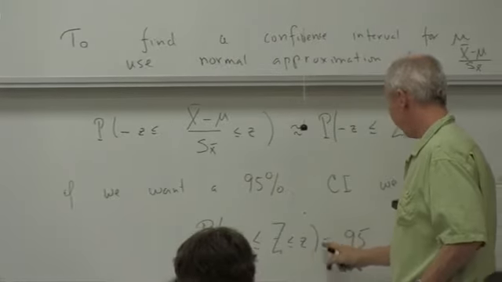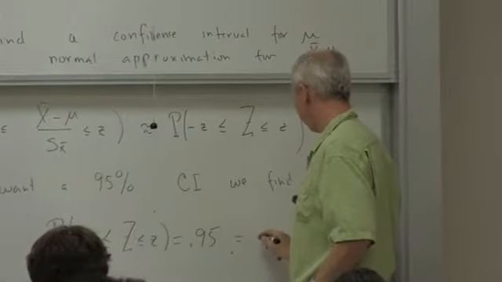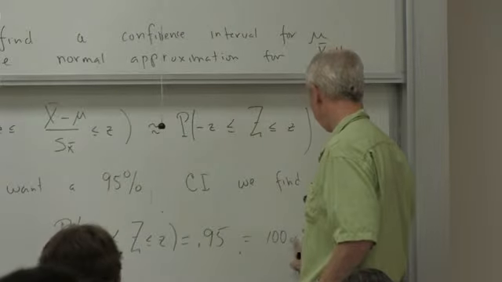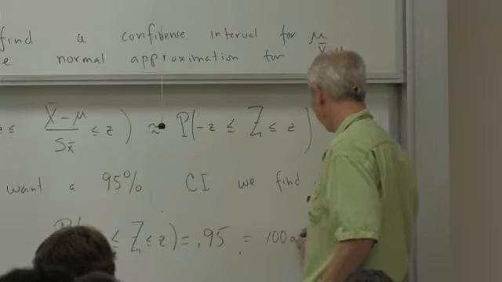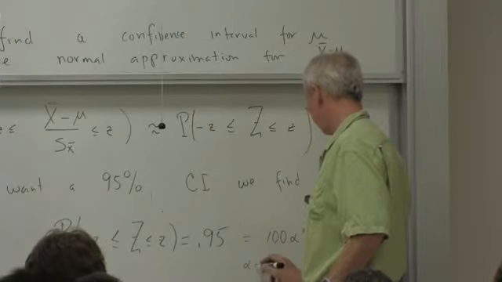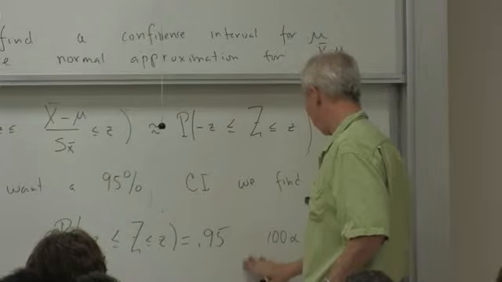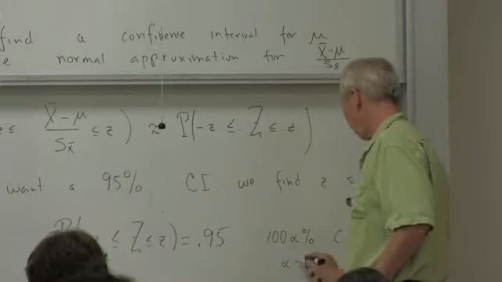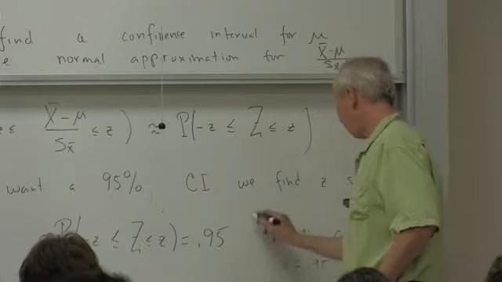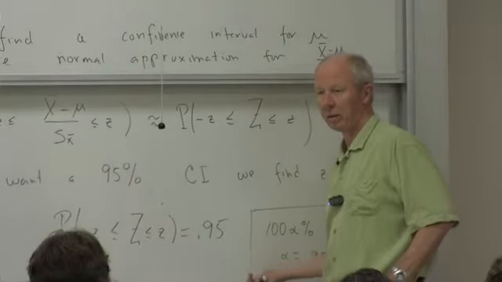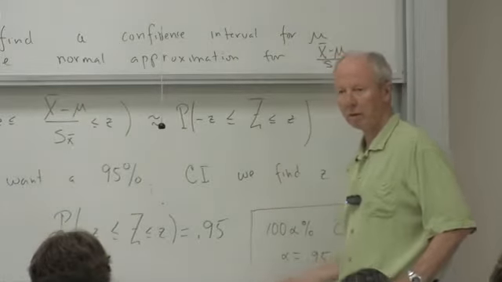We wanted to find a Z, so if this is true, I guess we'd call this 100 alpha percent. Maybe I'll call it 100 P percent. I don't know, 100 alpha percent confidence interval. Alpha is, I'm sorry, this is 100 alpha percent CI where alpha is 0.95. So this will give you a 95% confidence interval. I use alpha, he uses 1 minus alpha.